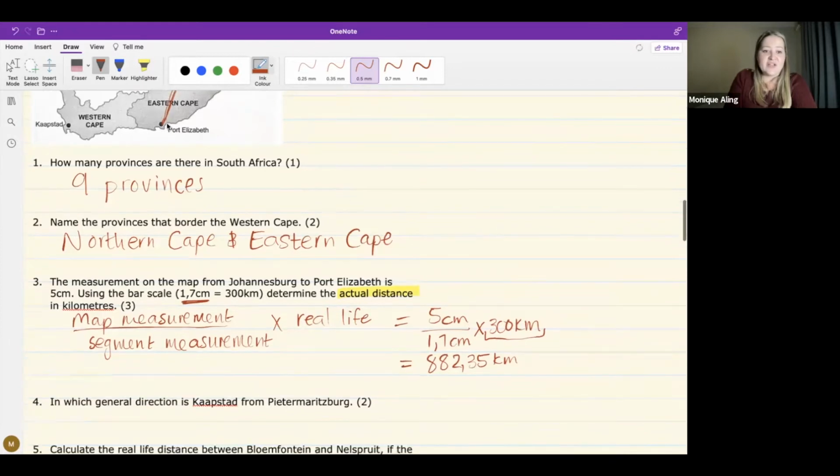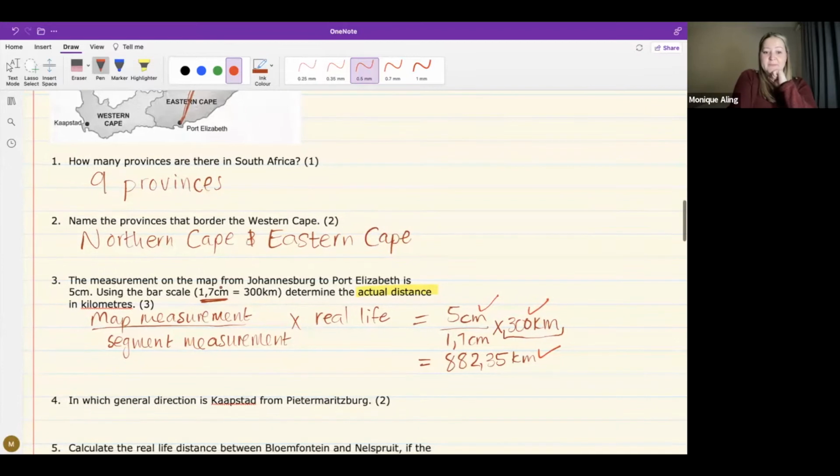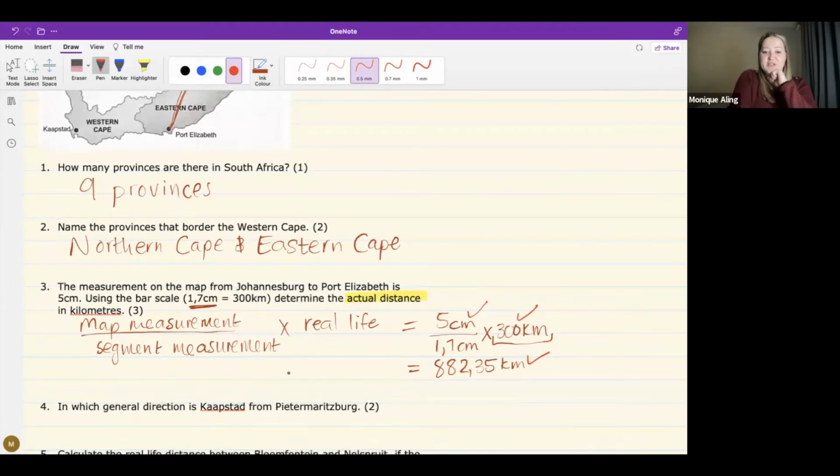Okay, and I said a question like that could be for 3 marks. So the fraction part times in by real life and your answer. Hope this rings a bell. Everyone okay with this question? Are we feeling comfortable with bar scale? If not, let us know in the chat. So if that's all thumbs up, great.